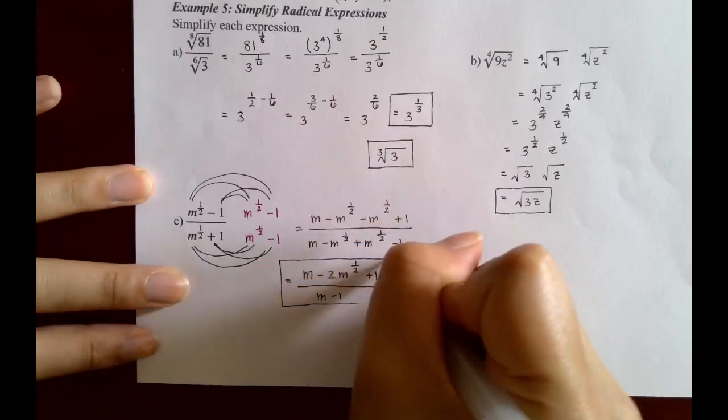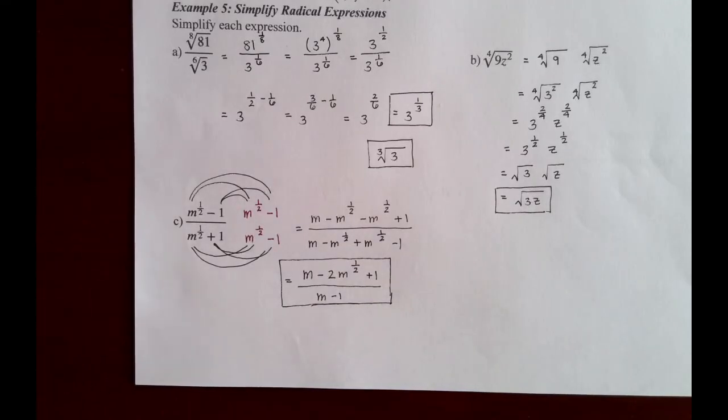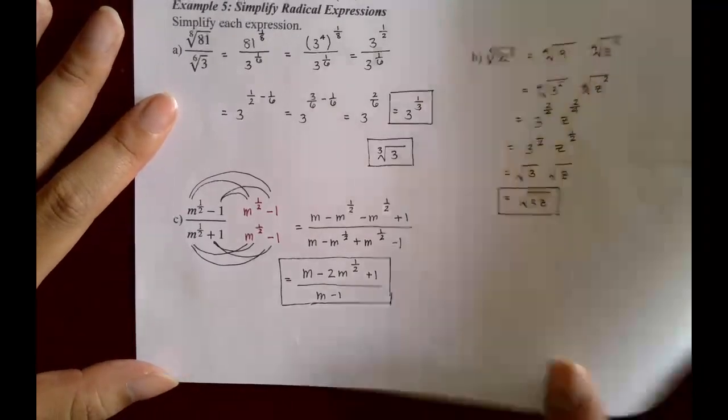So there you go. Doesn't always look simpler. It says simplify. It doesn't always look simpler, but now we don't have a radical on the bottom anymore. Okay, so why don't you try 5a, 5b, and 5c and come check your answer when you're done.